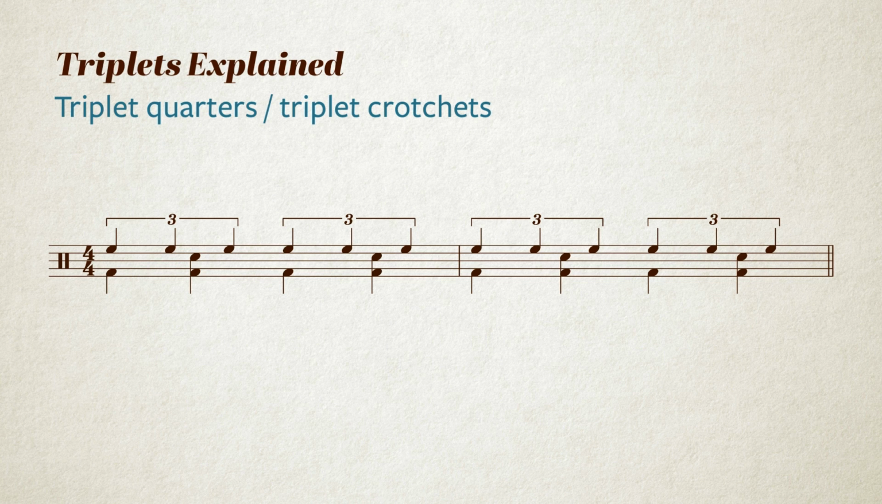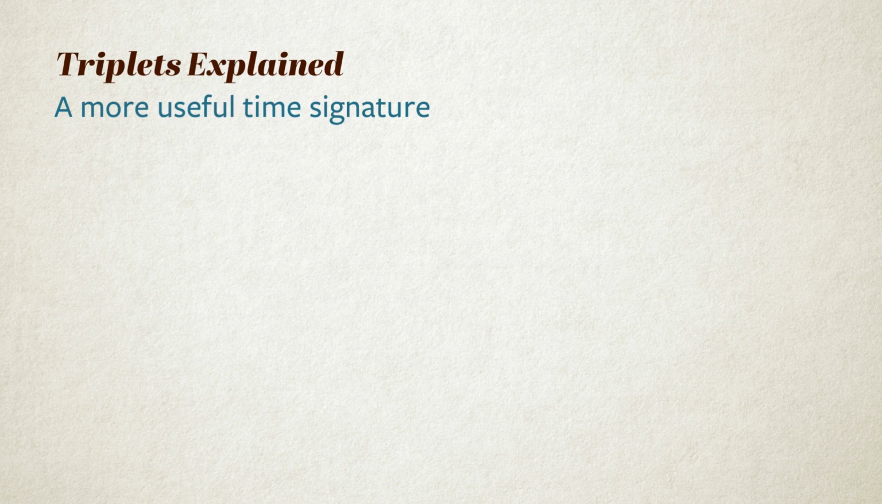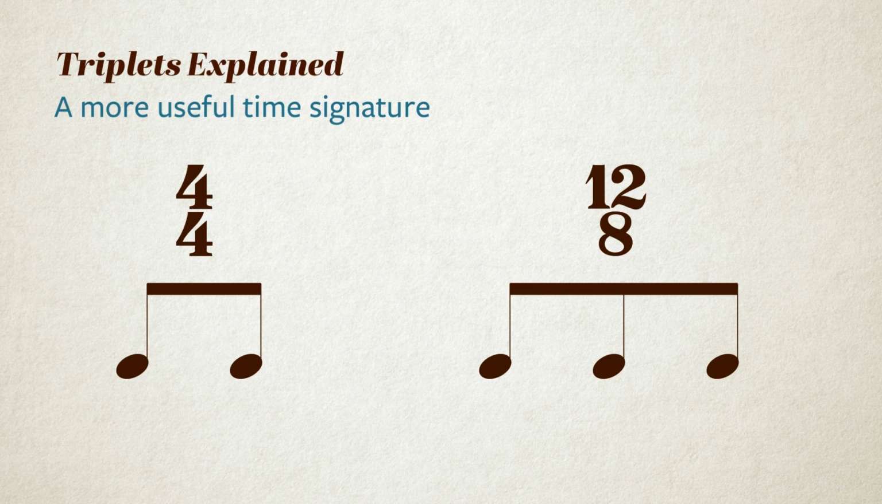So that's it. Triplets are 3 notes that together occupy the space of 2 normal notes of that value. They're a bit cumbersome to read and write if you're using them all the time, and if they're an integral part of your rhythmic feel, you might consider using a more appropriate time signature. As I said, a time signature based on a 4 subdivides the beat into 2, but if you're working with a beat that subdivides into 3, you'll want to use a time signature with an 8 at the bottom.